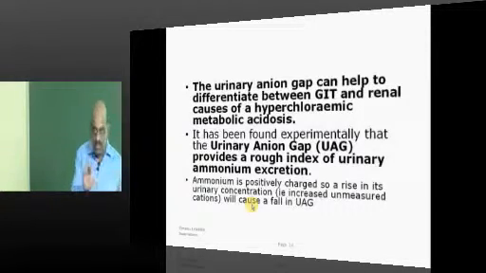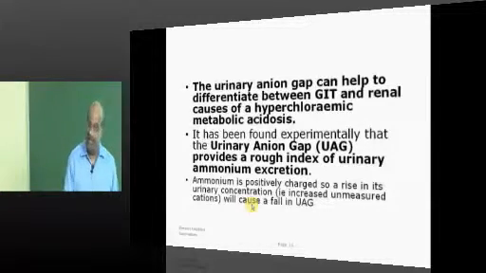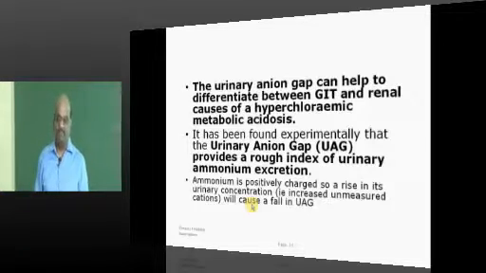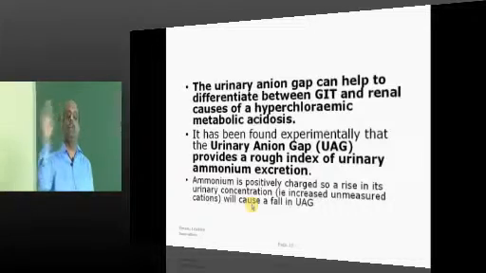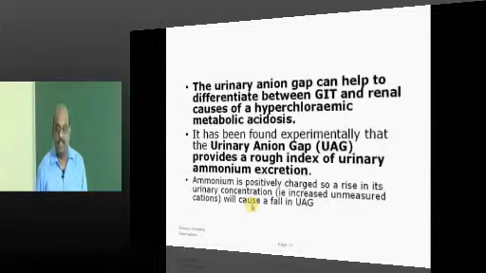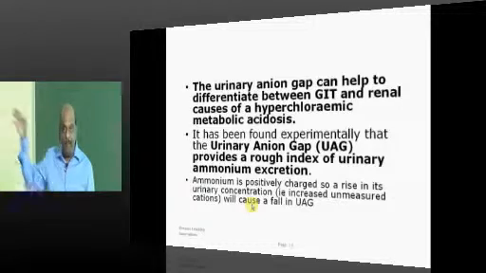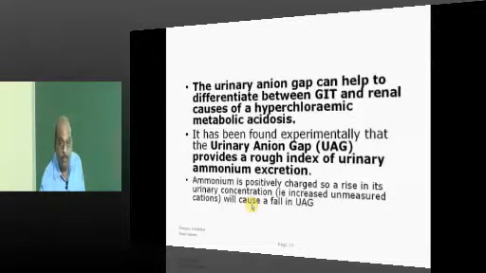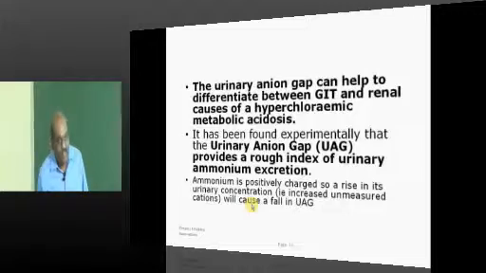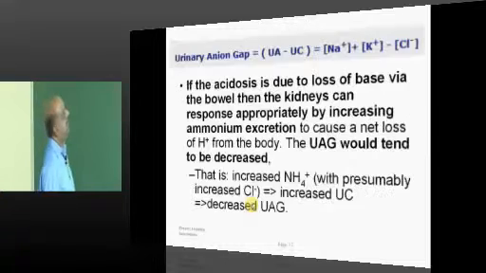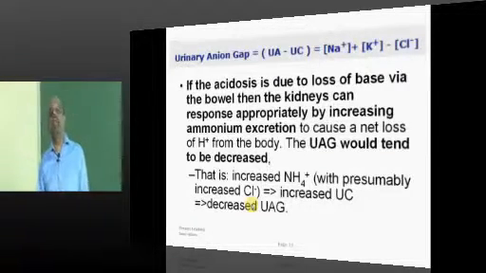Okay? But if the gut is not responsible, if the renal tubular acidosis itself is responsible, then what will happen? If the renal tubular acidosis itself is responsible for normal anion gap metabolic acidosis, then acidosis will be there, but there is no NH4 plus excess inside the urine, because kidney lost its ability to secrete NH4 plus, that's the reason. Agreed? So what will happen in these people? What happens to their urinary anion gap?